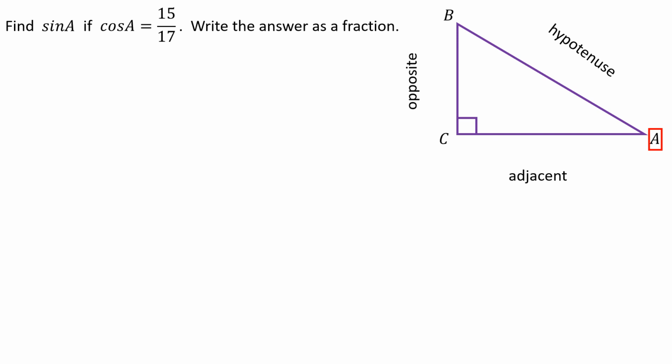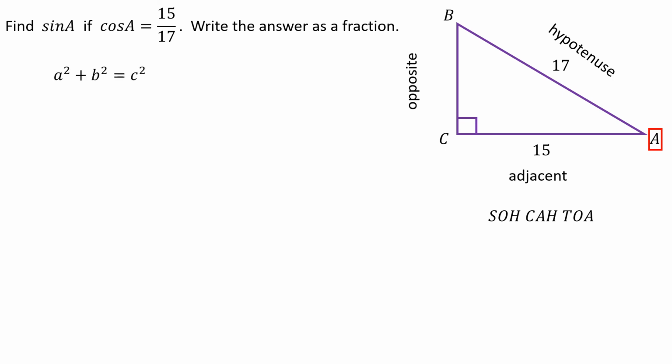SOHCAHTOA reminds me that cosine is adjacent over hypotenuse. So if cosine is adjacent over hypotenuse, that 15 has to be adjacent, the 17 has to be hypotenuse. But if I'm trying to find sine of angle A, I want opposite over hypotenuse. And the opposite leg is, I don't know. So what do I do?